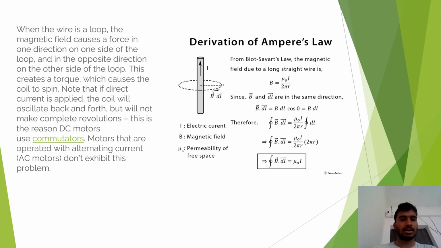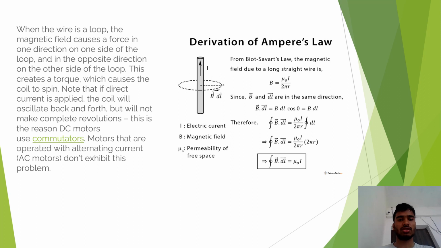When the wire is a loop, the magnetic field causes a force in one direction on one side of the loop and in the opposite direction on the other side of the loop. This creates a torque which causes the coil to spin. Note that if direct current is applied, the coil will oscillate back and forth but will not make a complete revolution. This is the reason DC motors use commutators. Motors that are operated with alternating current, AC motors, don't exhibit this problem.